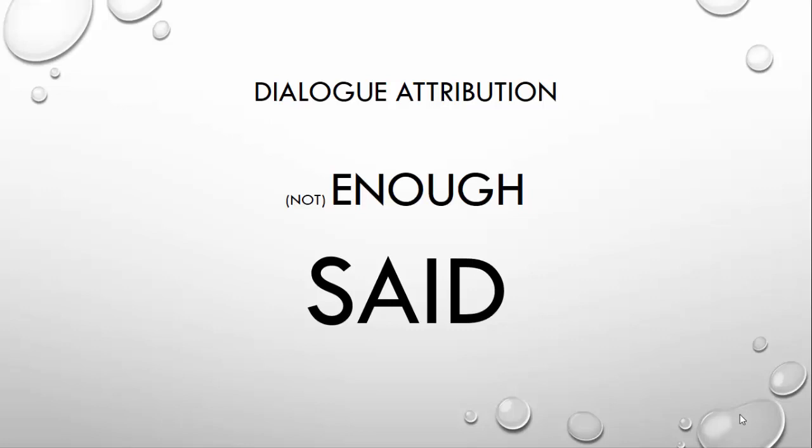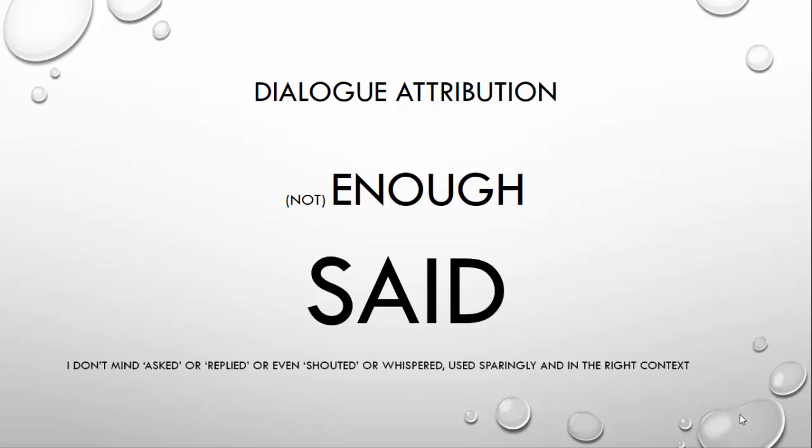There is usually in published fiction because published writers usually get their head around this. But often in beginning fiction, when people are starting out, there's just not enough said used in dialogue attribution. I don't mind asked or replied or even shouted or whispered if it's used sparingly and in the right context, but said can do a lot of this work, so try and use said a bit more, or even miss out the attribution altogether. You'll notice that when I had the reply, nothing, there was no attribution, but we knew it was somebody else speaking.